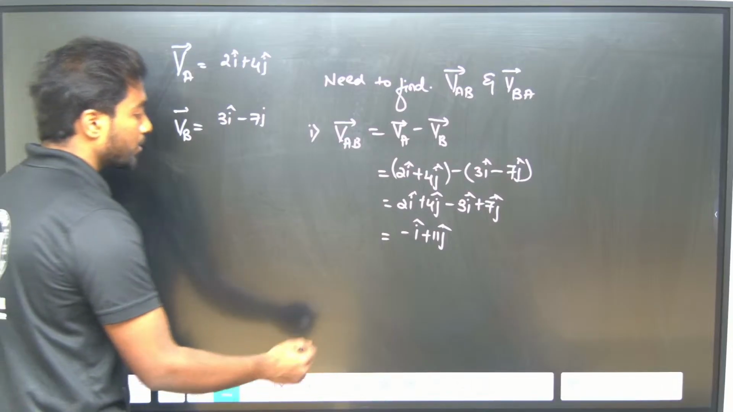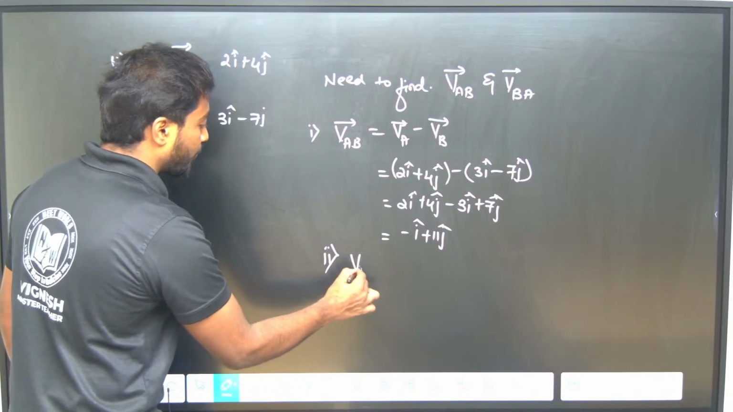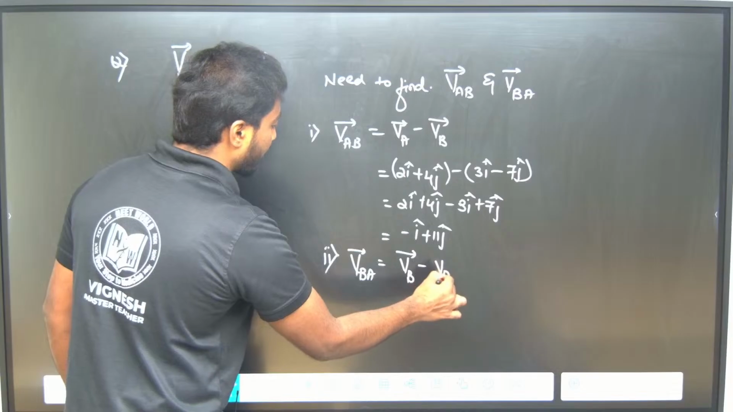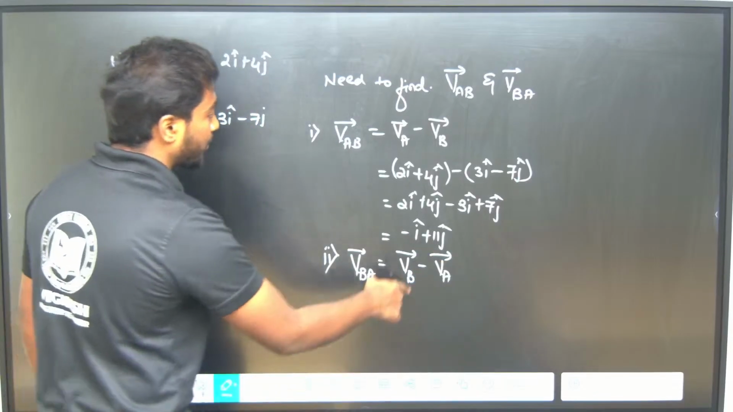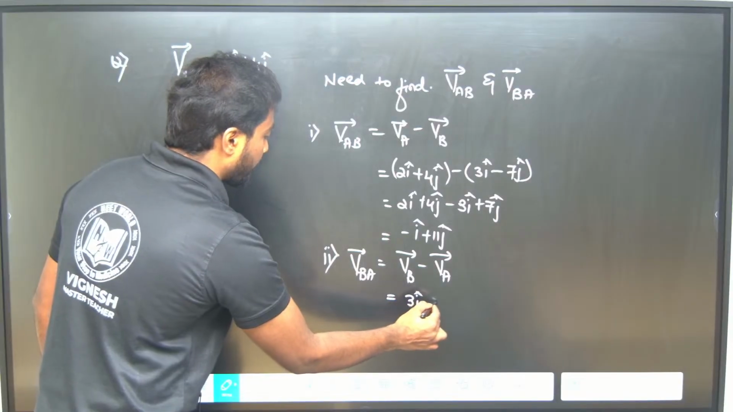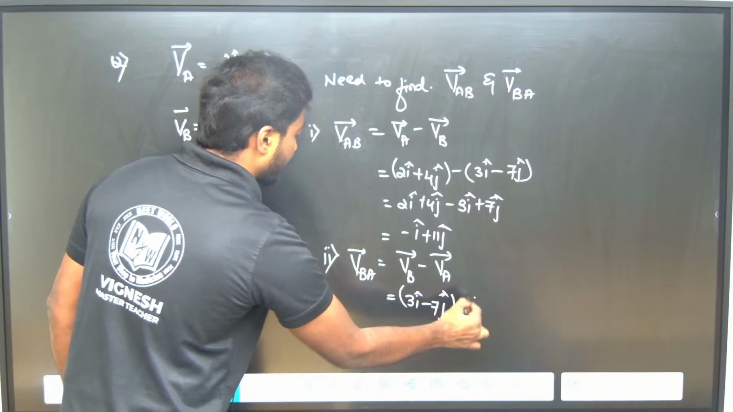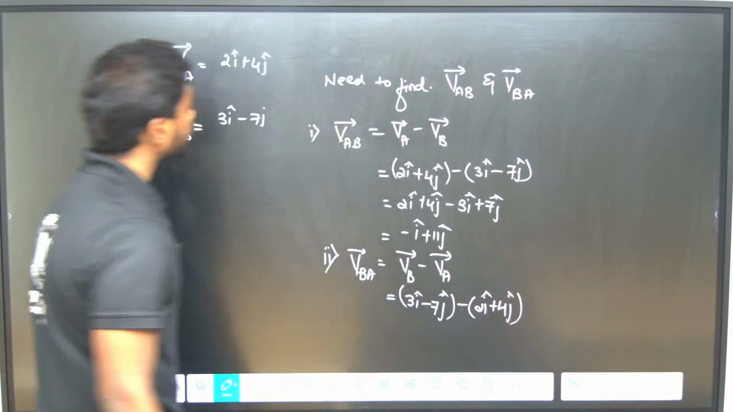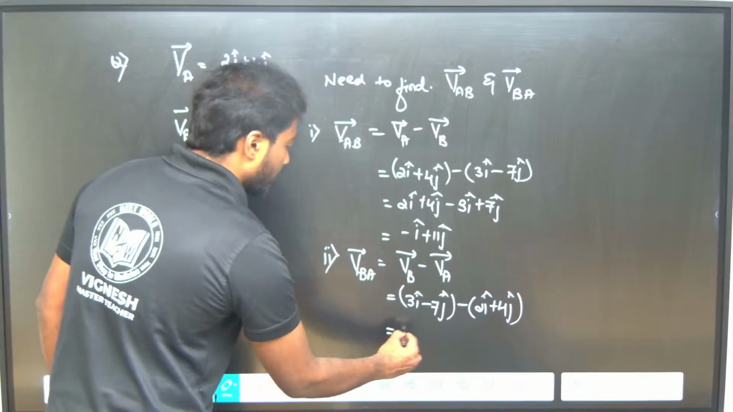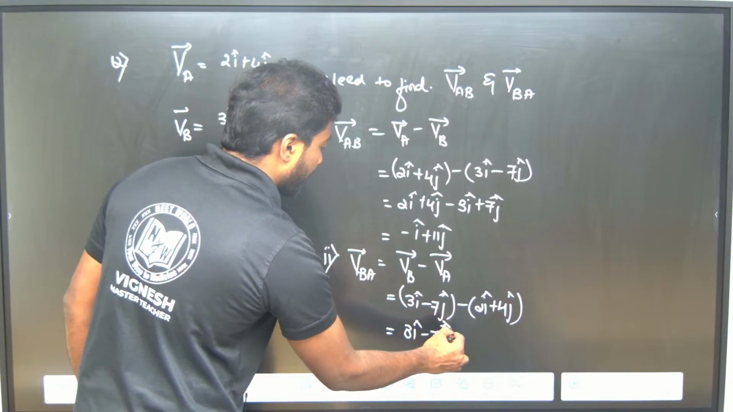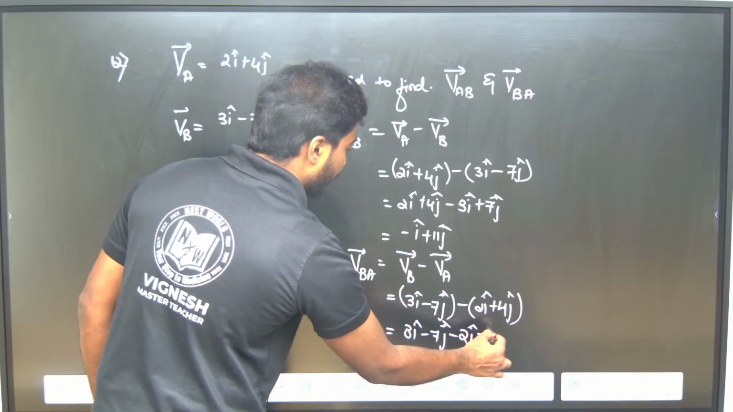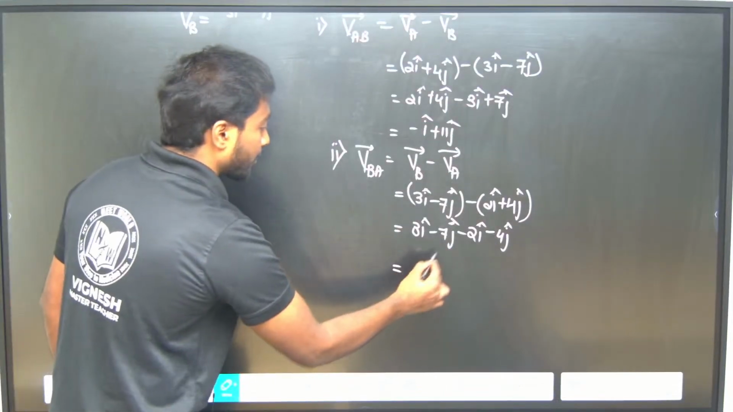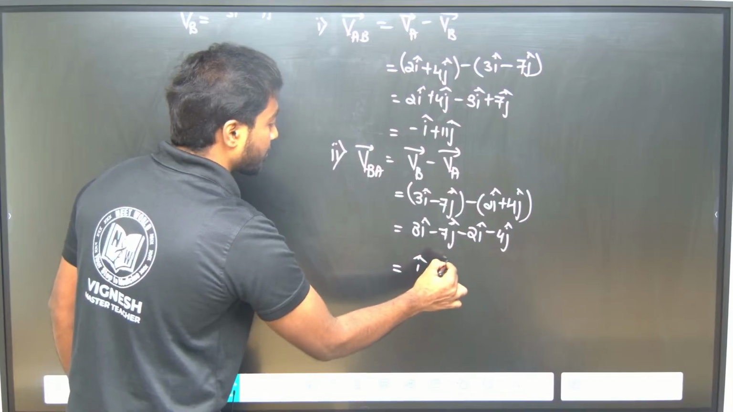Okay. Now second one, velocity of B with respect to A is given as velocity of B minus velocity of A. So which is nothing but velocity of B is 3i cap minus 7j cap minus of 2i cap plus 4j cap, right. So 3i cap minus 7j cap minus 2i cap minus 4j cap, so which is nothing but i cap minus 11j cap.